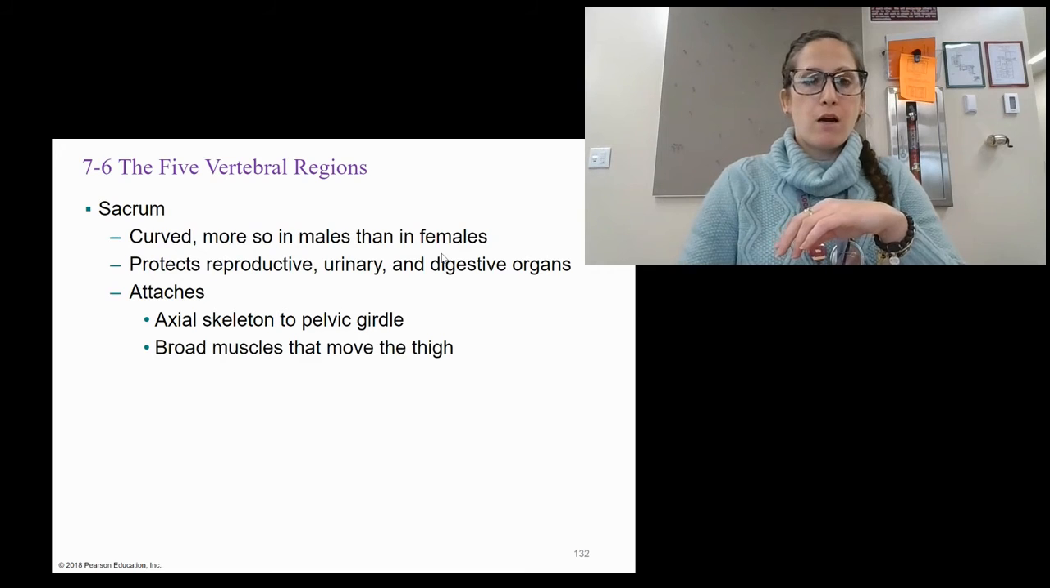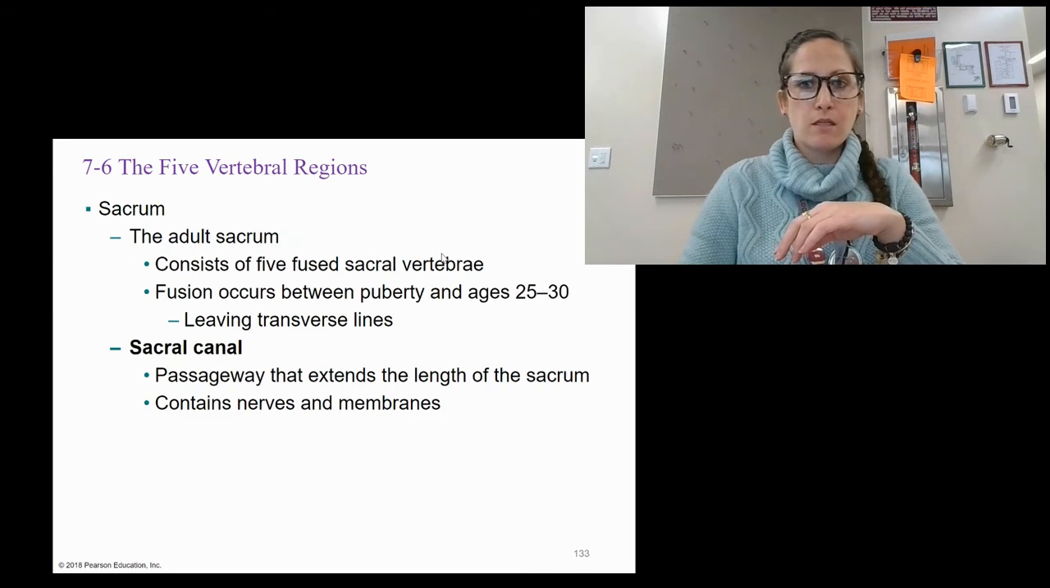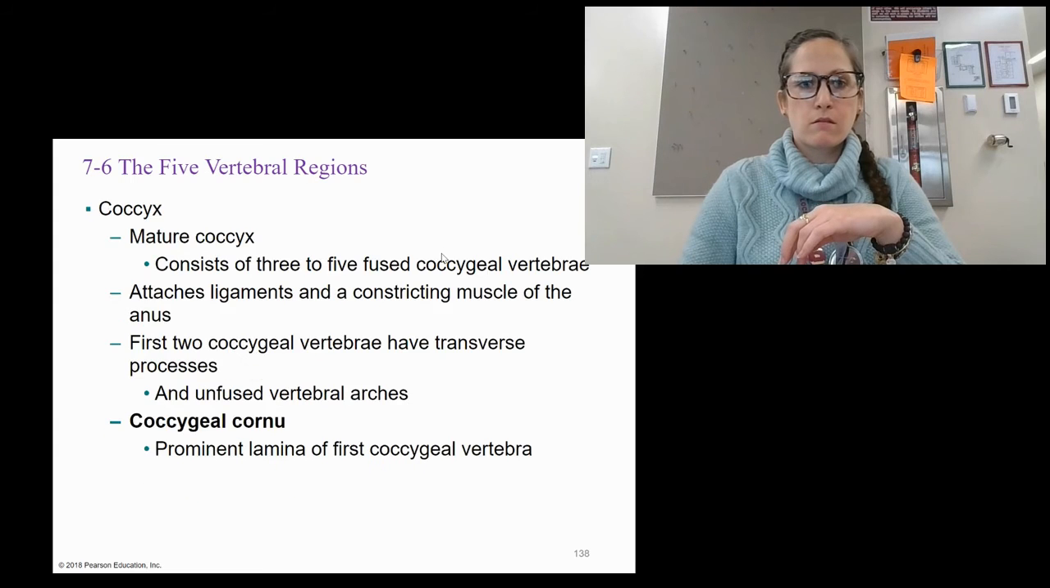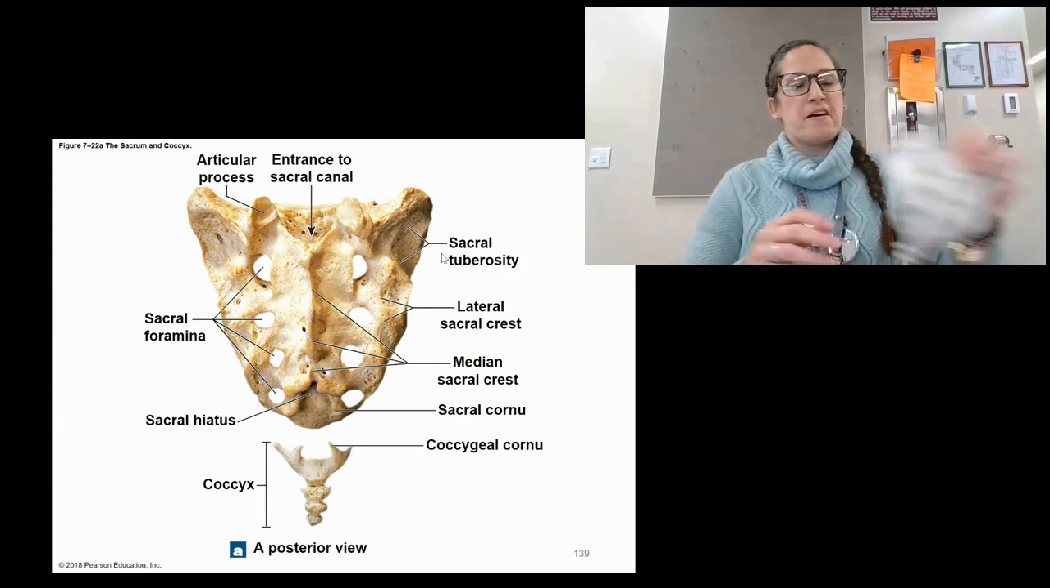Lastly, for our axial skeleton, sorry, I'm going to jump until I can get an image for you. So many words. All right, there we go.